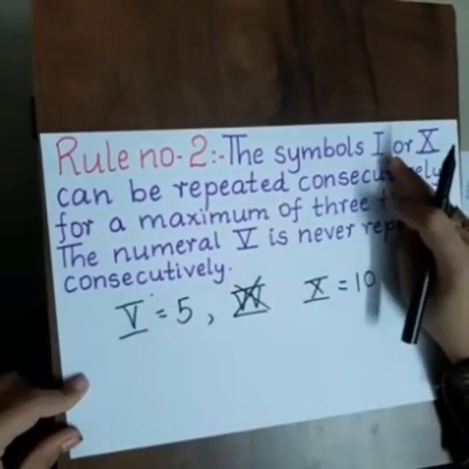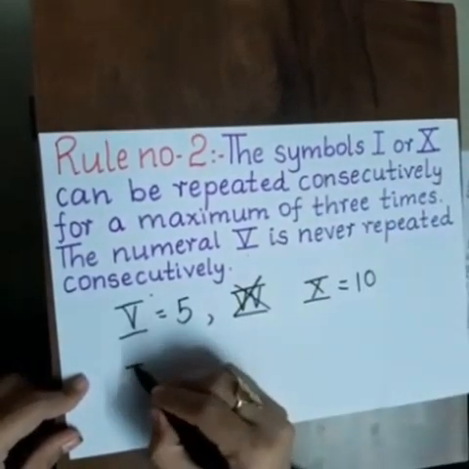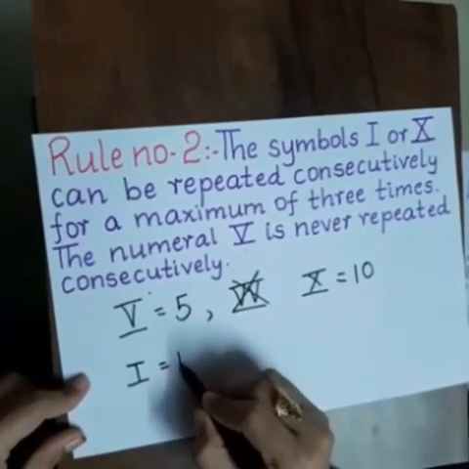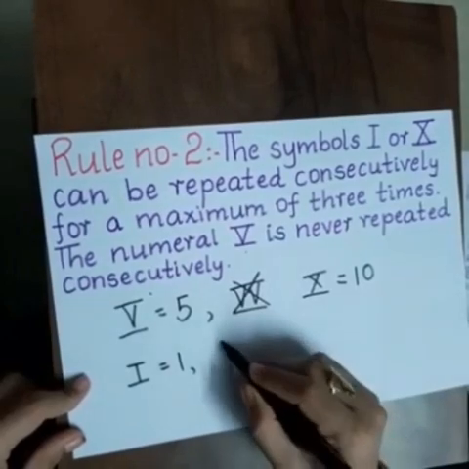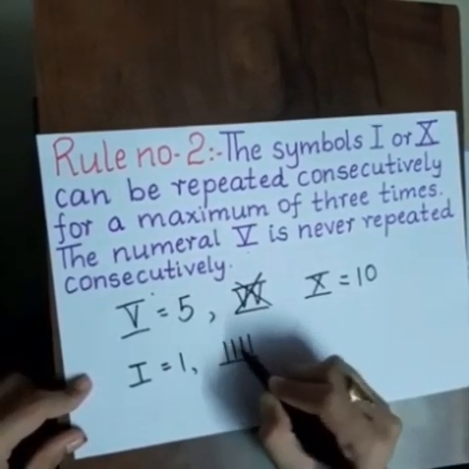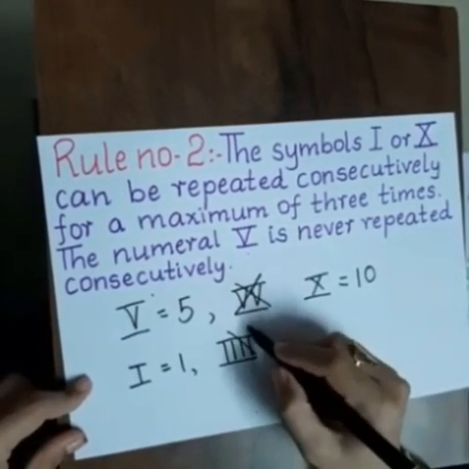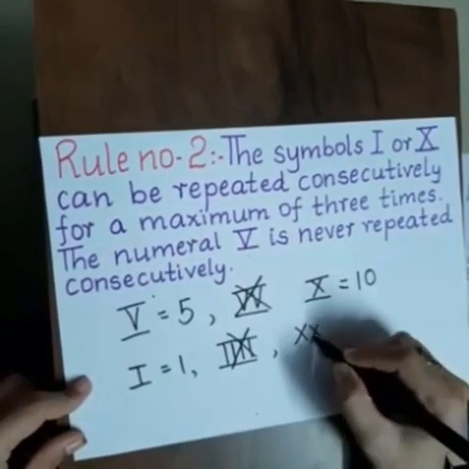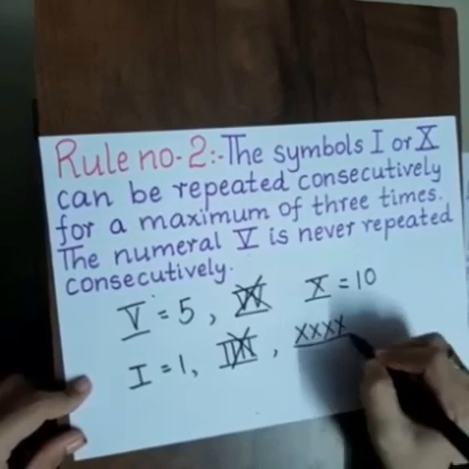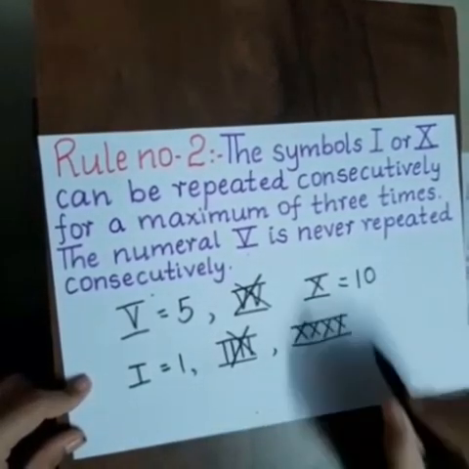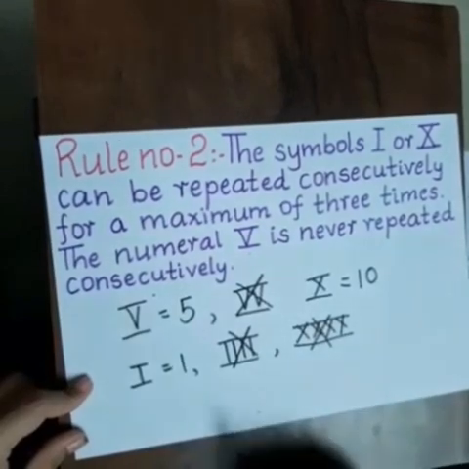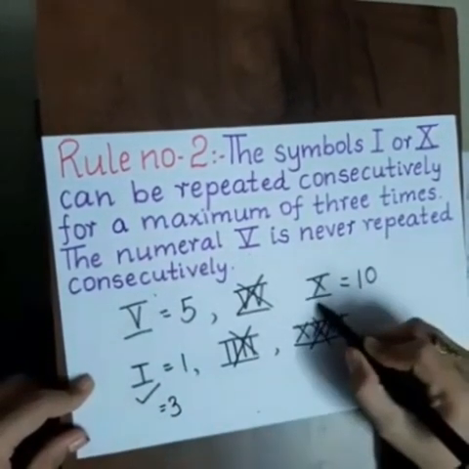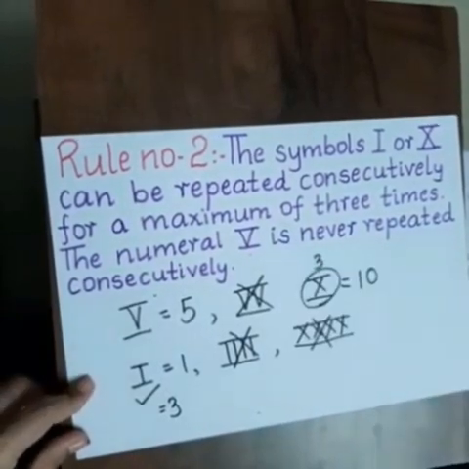So you can repeat I and X. I, that is 1, you can only repeat 3 times. If you write it 1, 2, 3, 4, that also becomes wrong. And if you write X 1, 2, 3, 4, that will never be 40. Wrong. That is also wrong. Means I you can repeat only 3 times. 10 you can repeat only 3 times.